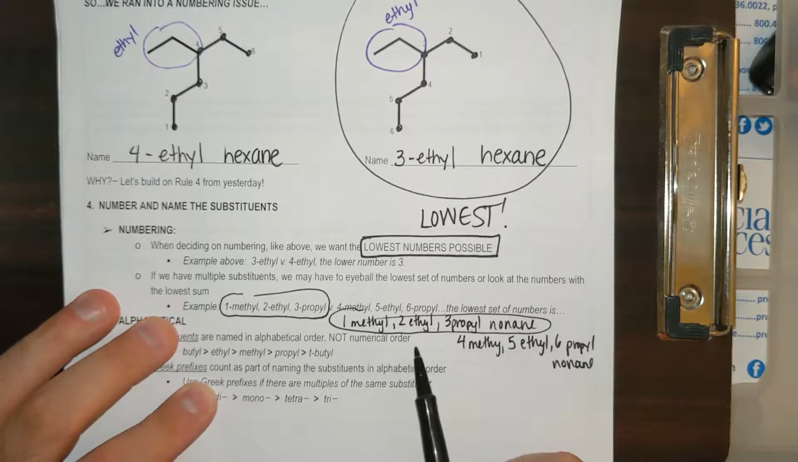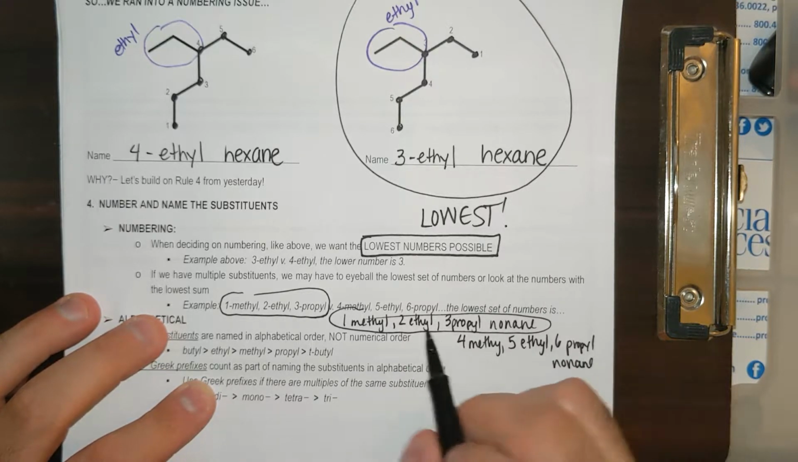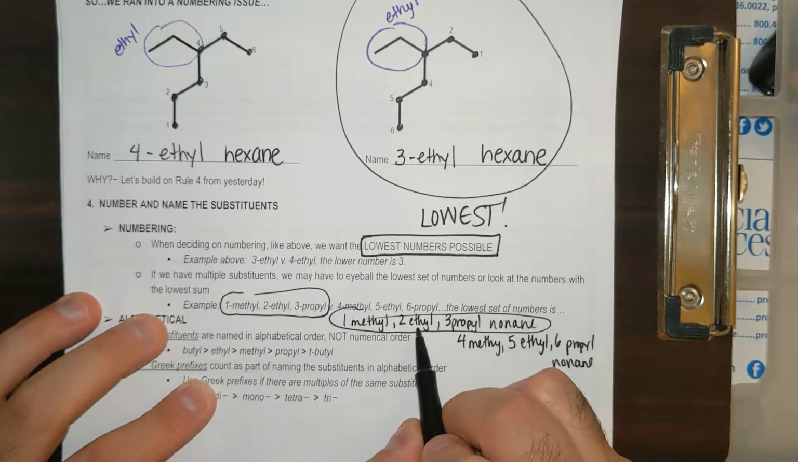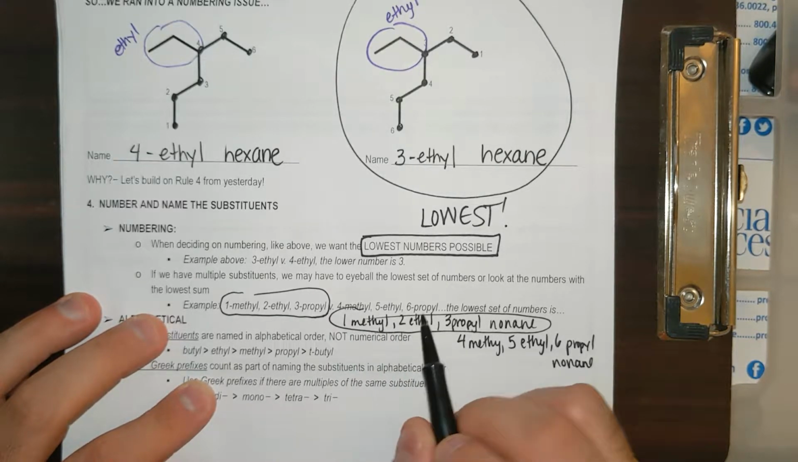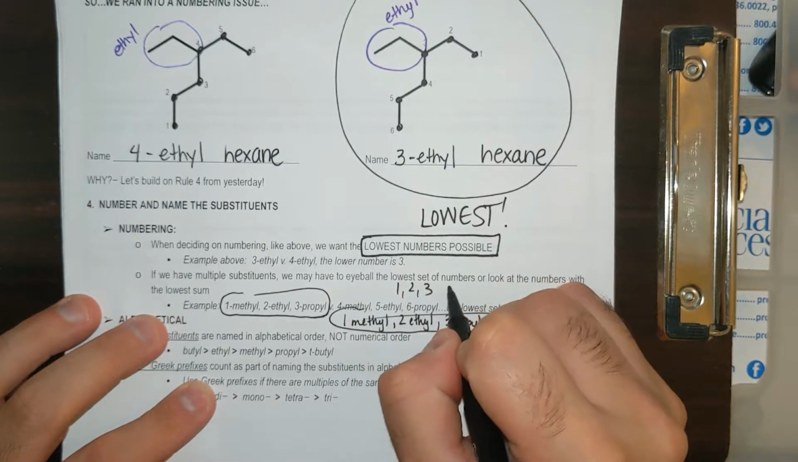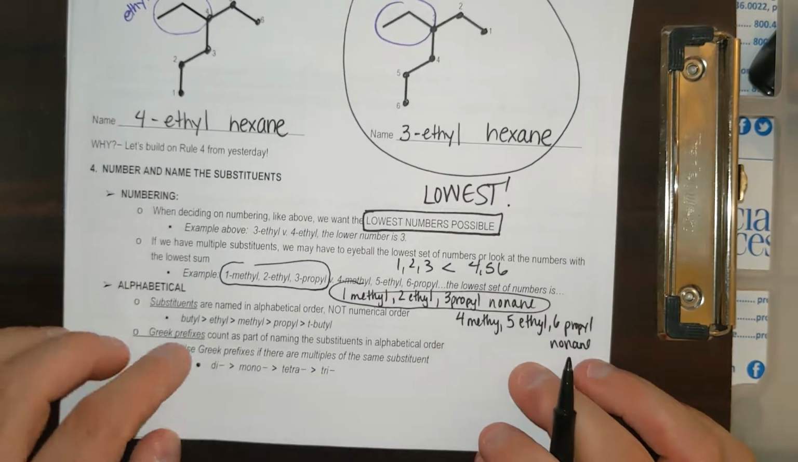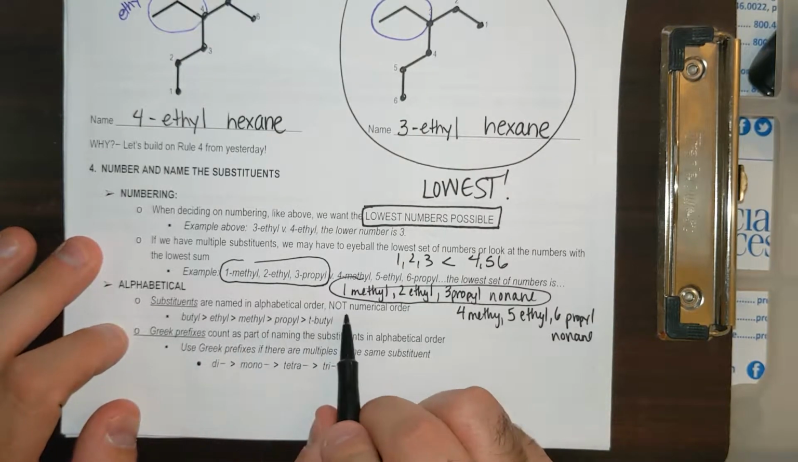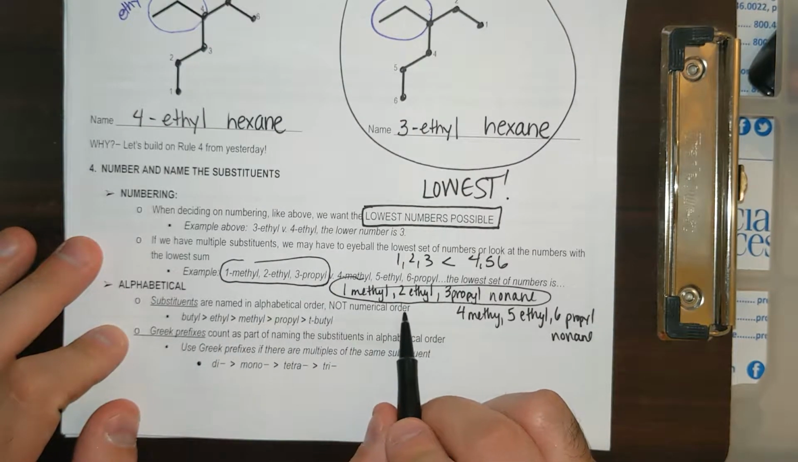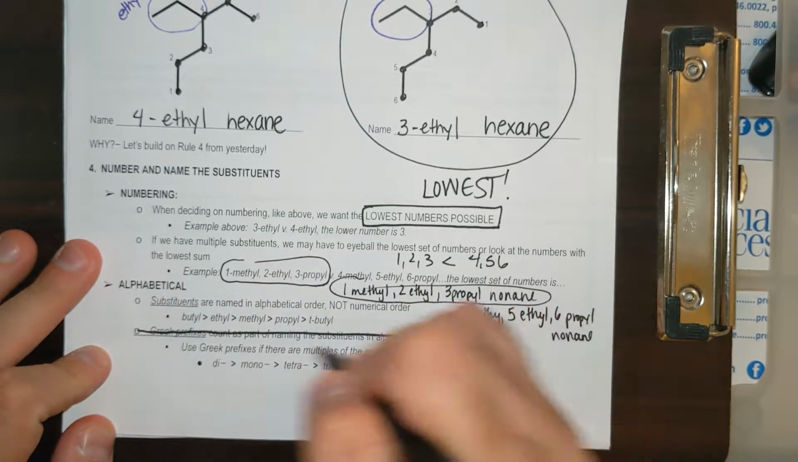Okay? Now this is not even written the correct way because I would have to alphabetize it. So technically it would be 2-ethyl, 1-methyl, 3-propyl. But it doesn't matter. 1, 2, and 3 is less than 4, 5, and 6, so I have to choose those numbers. And then alphabetical, and this is just an old rule. Substituents are named in alphabetical order, not numerical order, and Greek prefixes do not count.